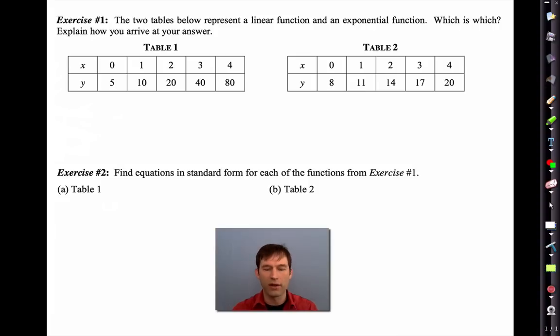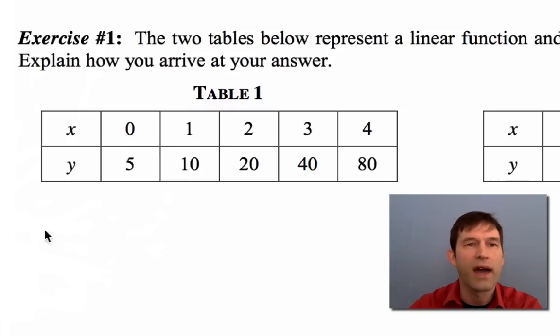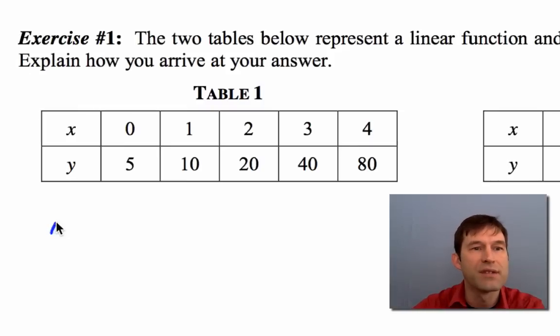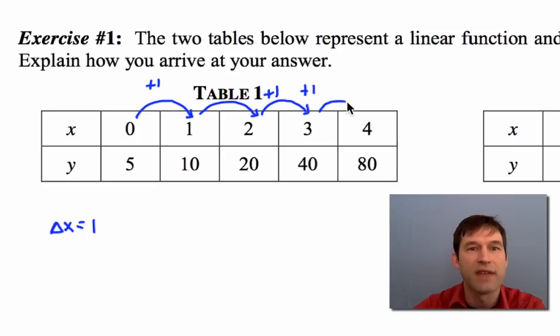All right, let's take a look. Well, what was the pattern that we had in table 1? Now it's important to understand that in both of these tables, delta x, the change in x, is 1 unit. So in other words, to get from one x to the next, I would just add 1. Remember, deltas are how much you add or subtract. This is the case in both tables, so I'm not going to write it out both times.